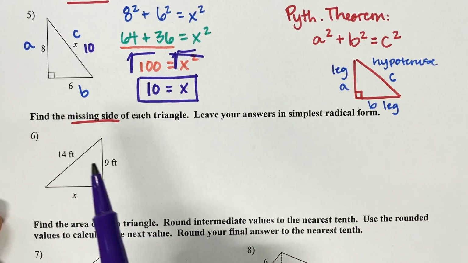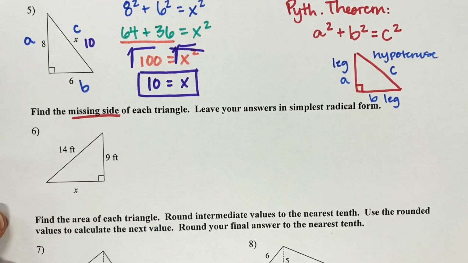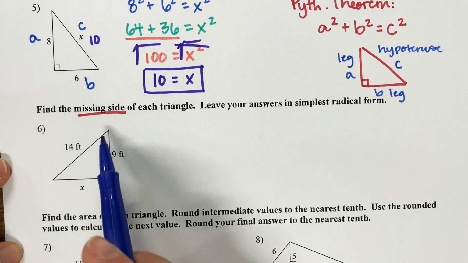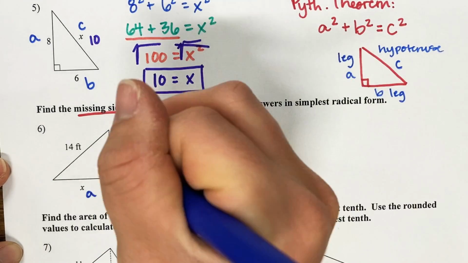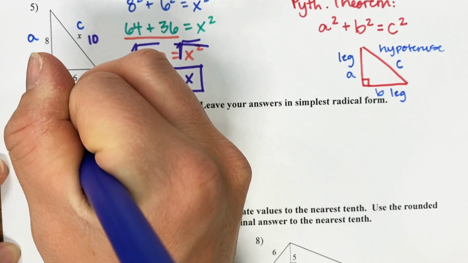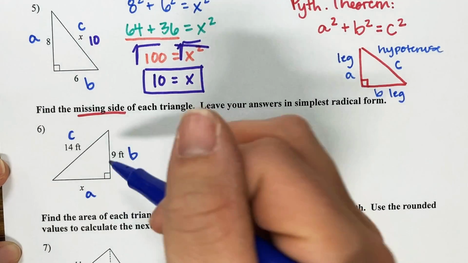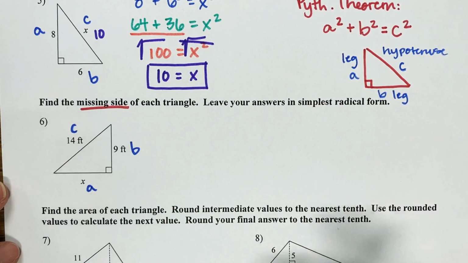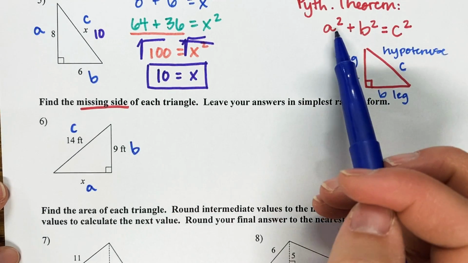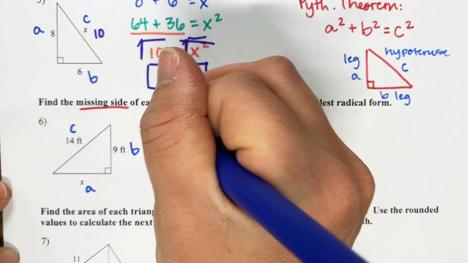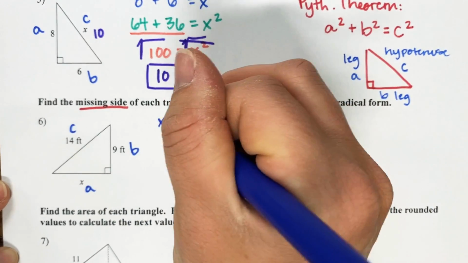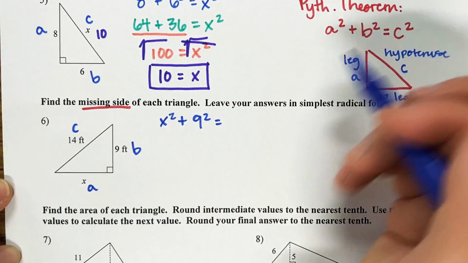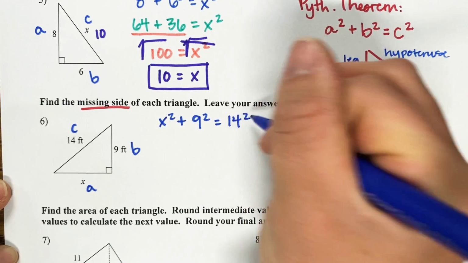Okay, so let's first identify A, B, and C in our triangle on number 6. Okay, so we know that the two sides that make up that right angle are A and B. I'm just going to do X is A, B is 9, and C is 14, because it's across from our right angle. Okay, so let's go ahead and plug it into our Pythagorean theorem. A squared, my A is X, so X squared, plus B squared, my B is 9, so 9 squared, equals C squared, my C is 14, so 14 squared.